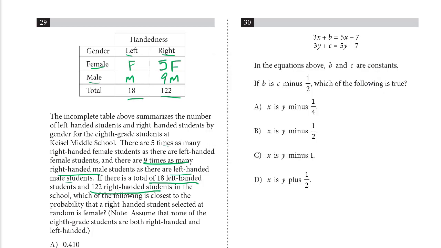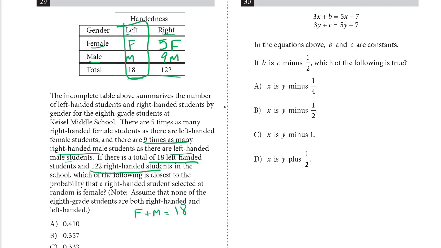Let's just continue reading the problem to see what they want here. Which of the following is close to the probability that a right-handed student selected at random is female? Okay, so you want to find out the probability that you get a female given that you're already conditioned on being a right-handed student. So it's going to be a probability problem. Let's figure out F and M to start. My first equation is going to be F plus M equals 18. My next equation is going to be 5F plus 9M equals 122.